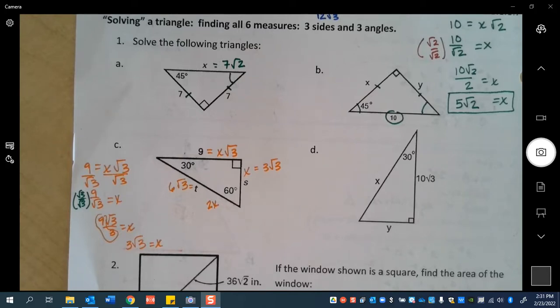Why did you set 9 equal to x times the square root of 3? Because the long leg is equal to my short leg times the square root of 3. That's the formula that we have up in our theorem that we proved on the other side.